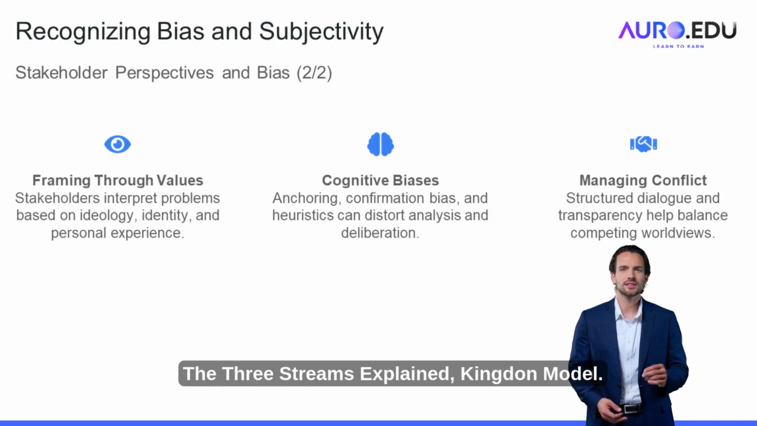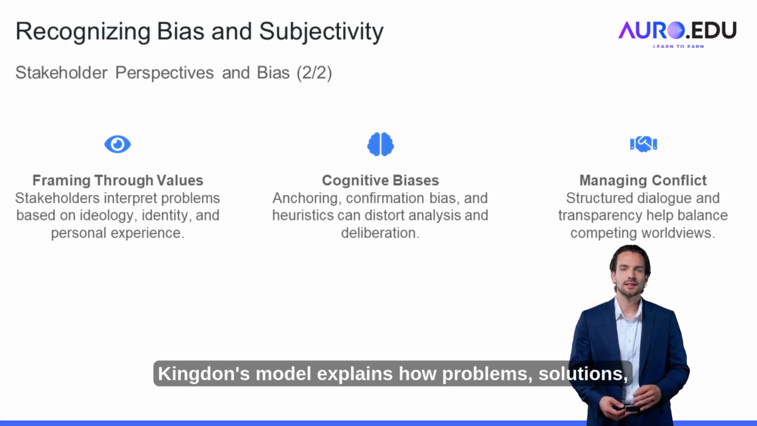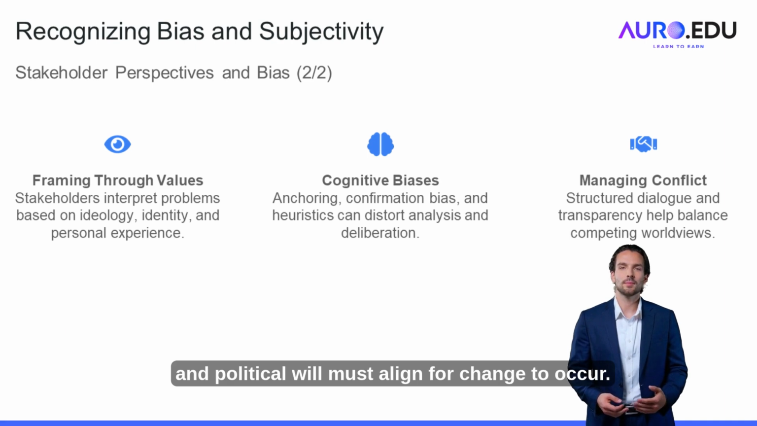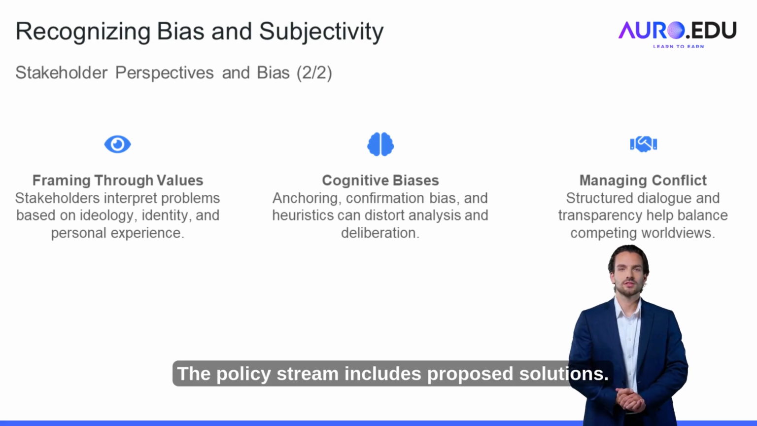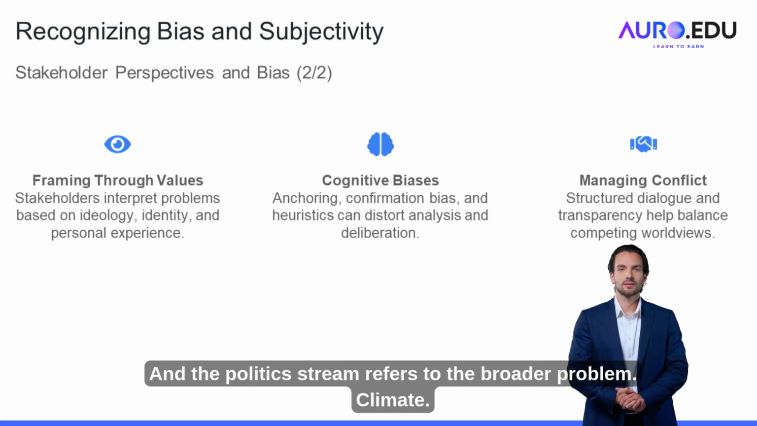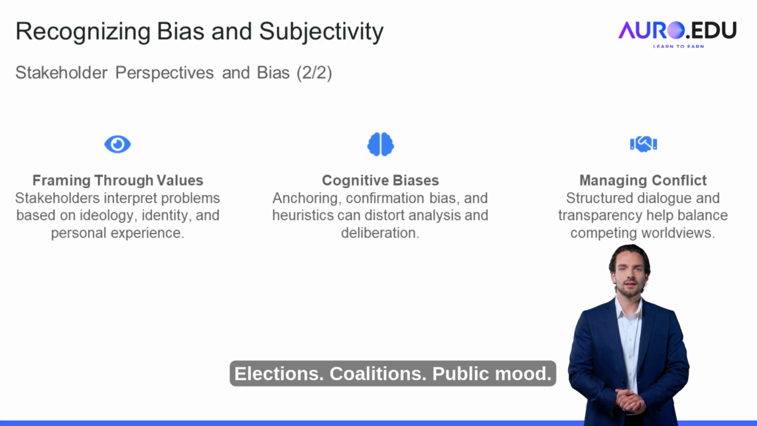The three streams explained, Kingdon model. Kingdon's model explains how problems, solutions, and political will must align for change to occur. The problem stream includes rising concerns or indicators. The policy stream includes proposed solutions, and the politics stream refers to the broader climate: elections, coalitions, public mood. A policy window opens when all three align. Timing, as you'll see, is everything.